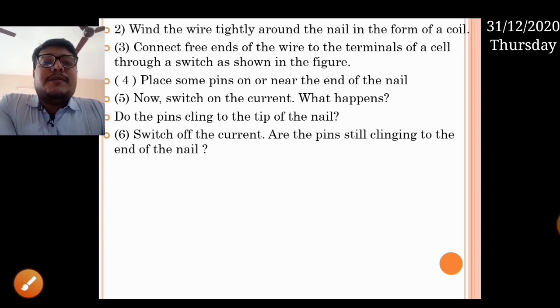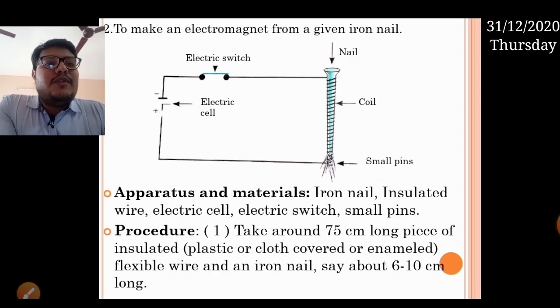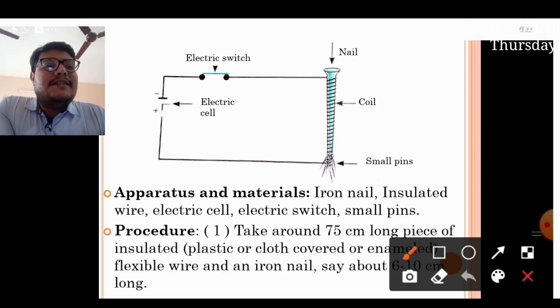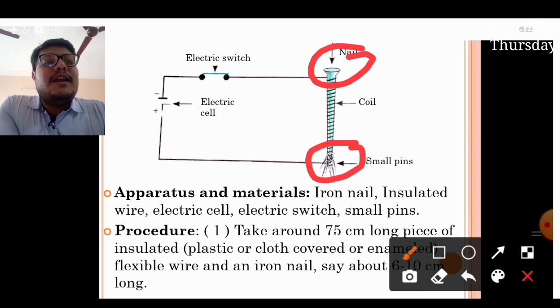Place some pins on or near the end of nail. Now here any side you can put, any side you can keep the pins. If you want to put this side, then also here also you can keep the pins.